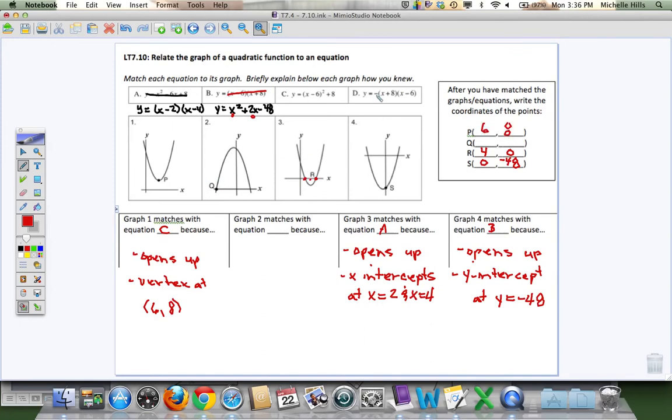And the last one is the only one that opens down, so you could just write opens down on this one, because it's the only one that fits that description. So 2 has to match up with D. Now, they're asking me for this intercept again. If I look, this is going to cross the x-axis at negative 8 and at positive 6. So that's got to be negative 8, and that's got to be positive 6. So the point (negative 8, 0) is Q.